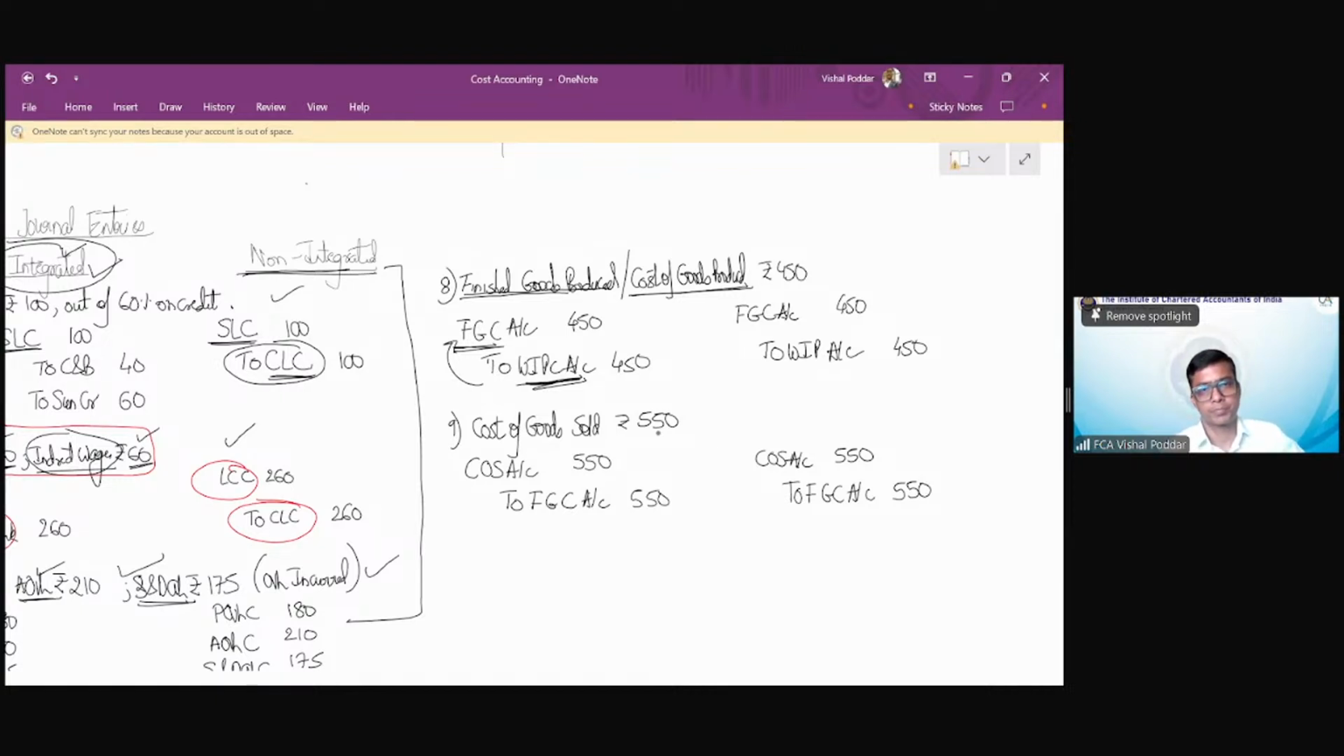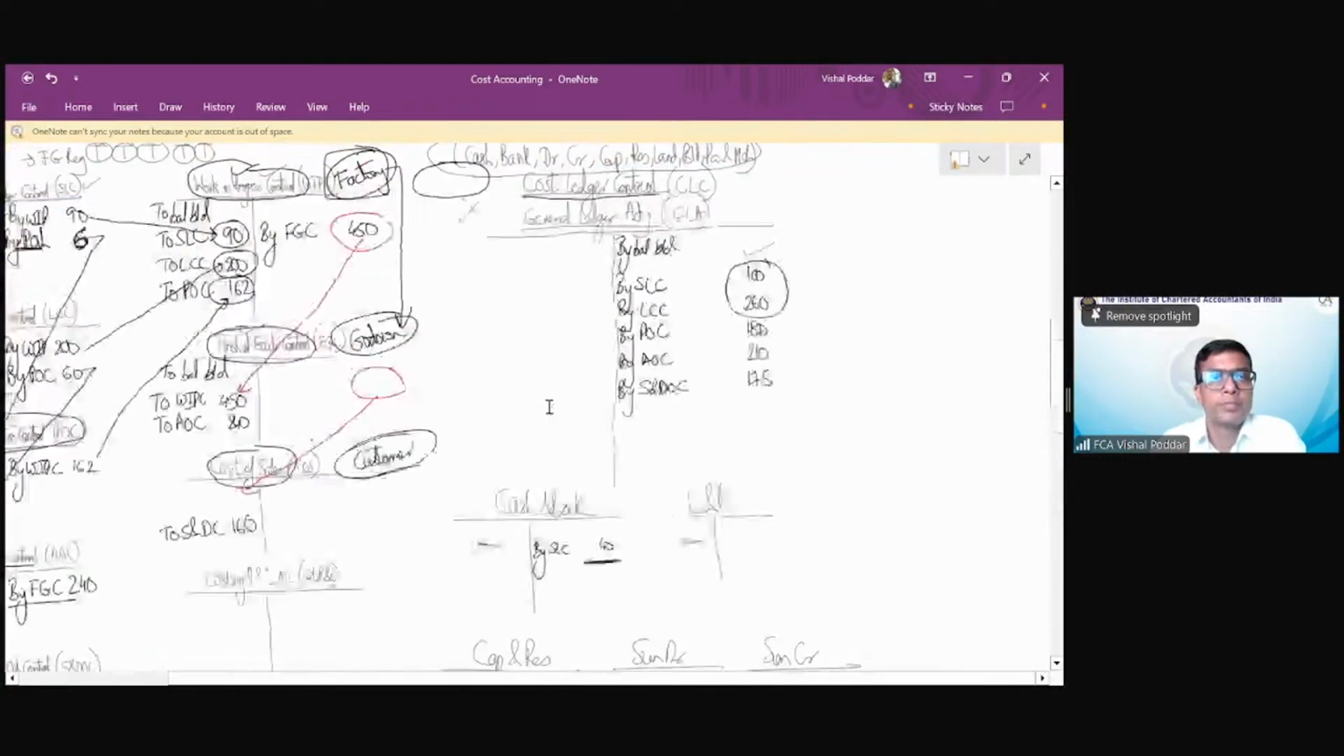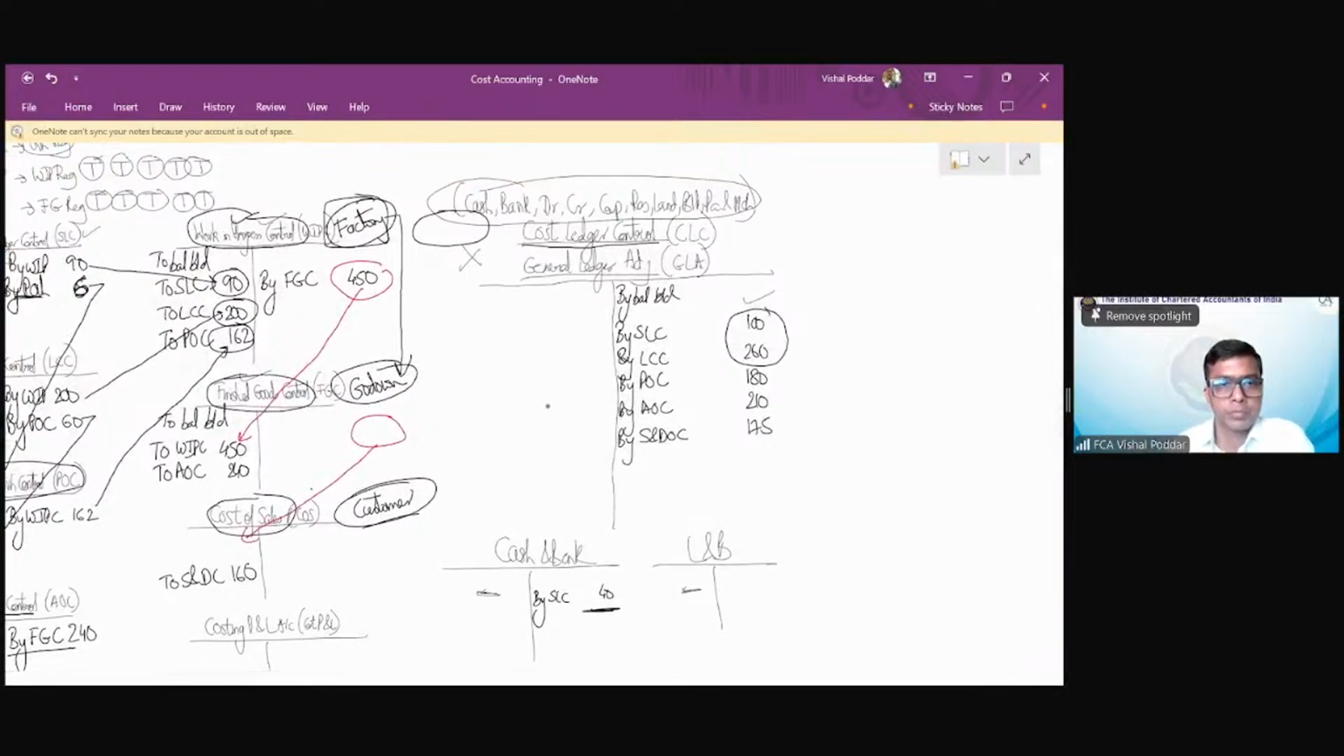Understood? So these two transactions are representing your transfer of goods. By COS to FGC 550.